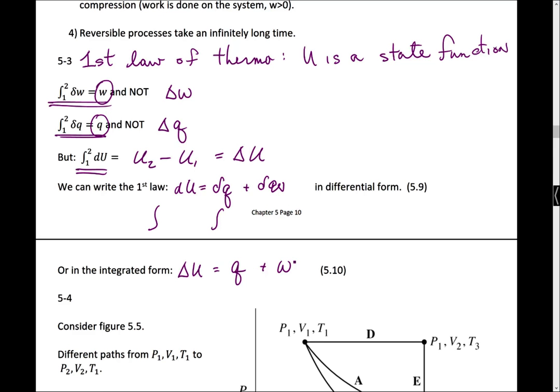So I'm going to draw on the board if I can find something. We've been talking about isothermal expansions and compressions, right? So we're going from point 1 to point 2. Isothermal means I'm on this curve. So let's think about that. Because it's isothermal, that tells me that delta T is equal to 0, right? And because delta T is equal to 0, what can we say about delta U for our system?